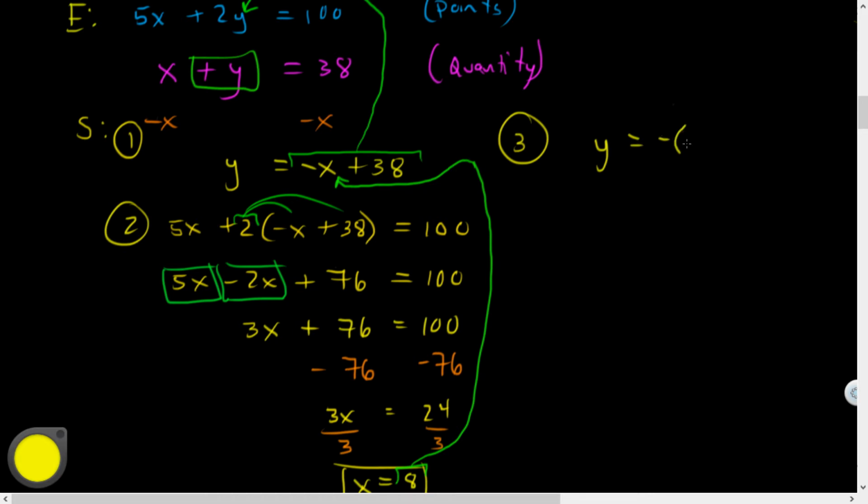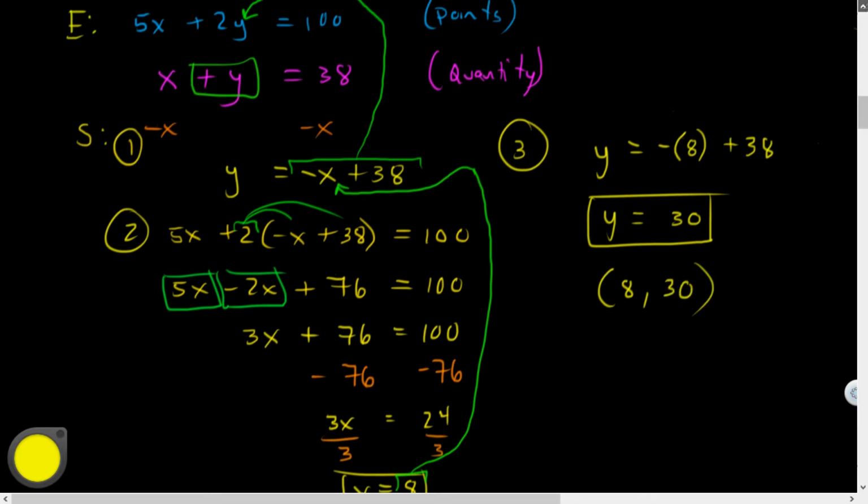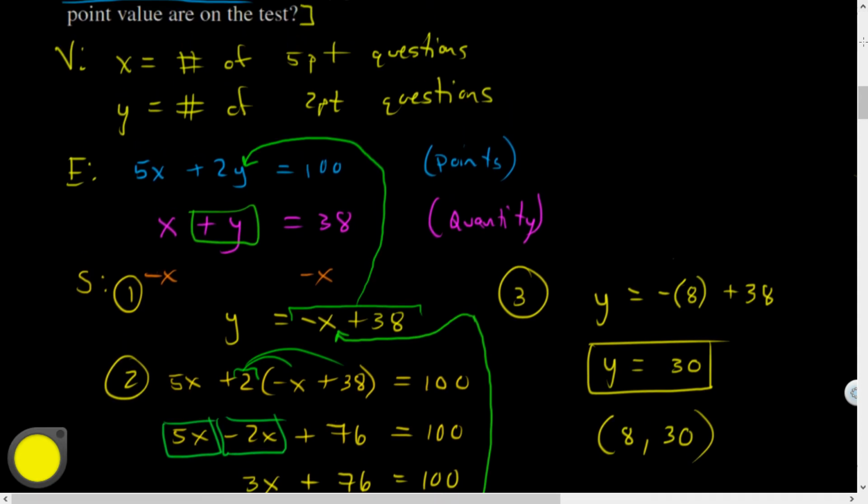Isn't that great? How much work do you want to do? The easy way or the hard way? Right? And as a mathematician, I'm an efficiently lazy person. Negative 8 plus 38 is 30. So that means my solution is 8 comma 30. What do those mean? What does 8 and 30 mean?